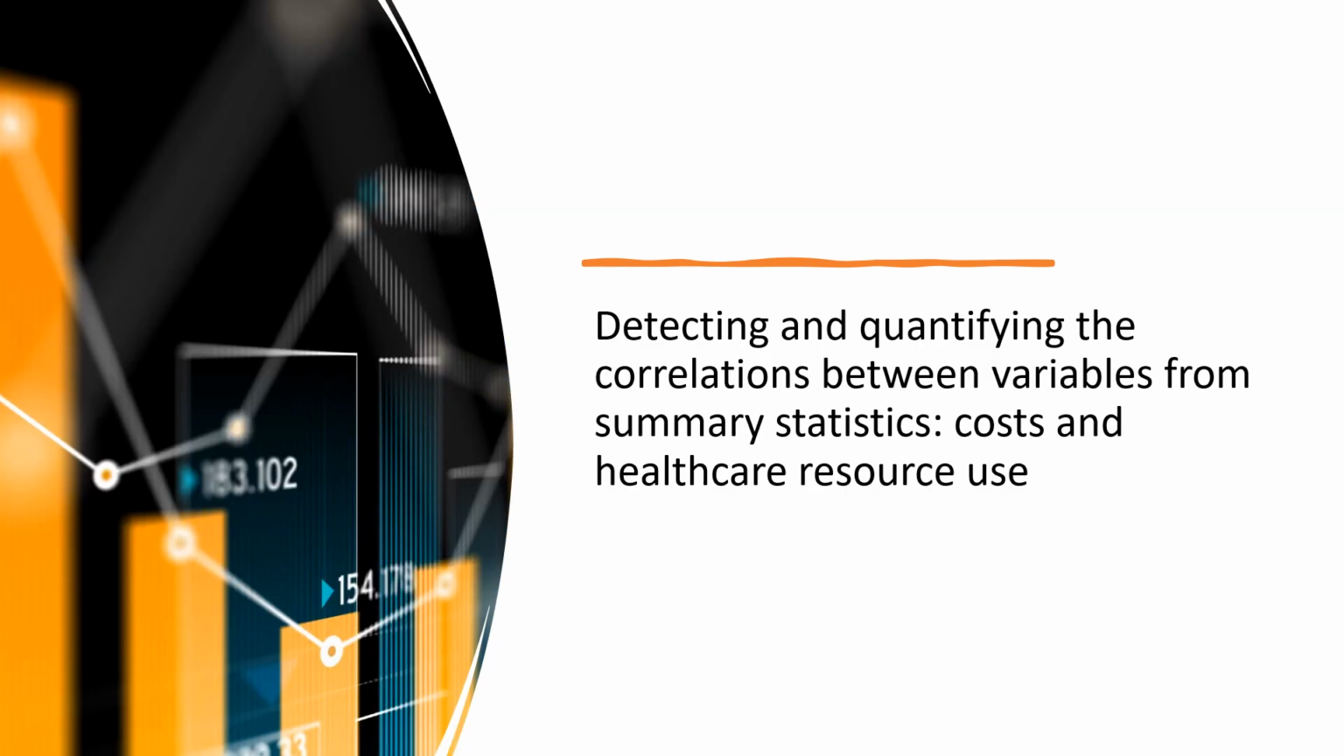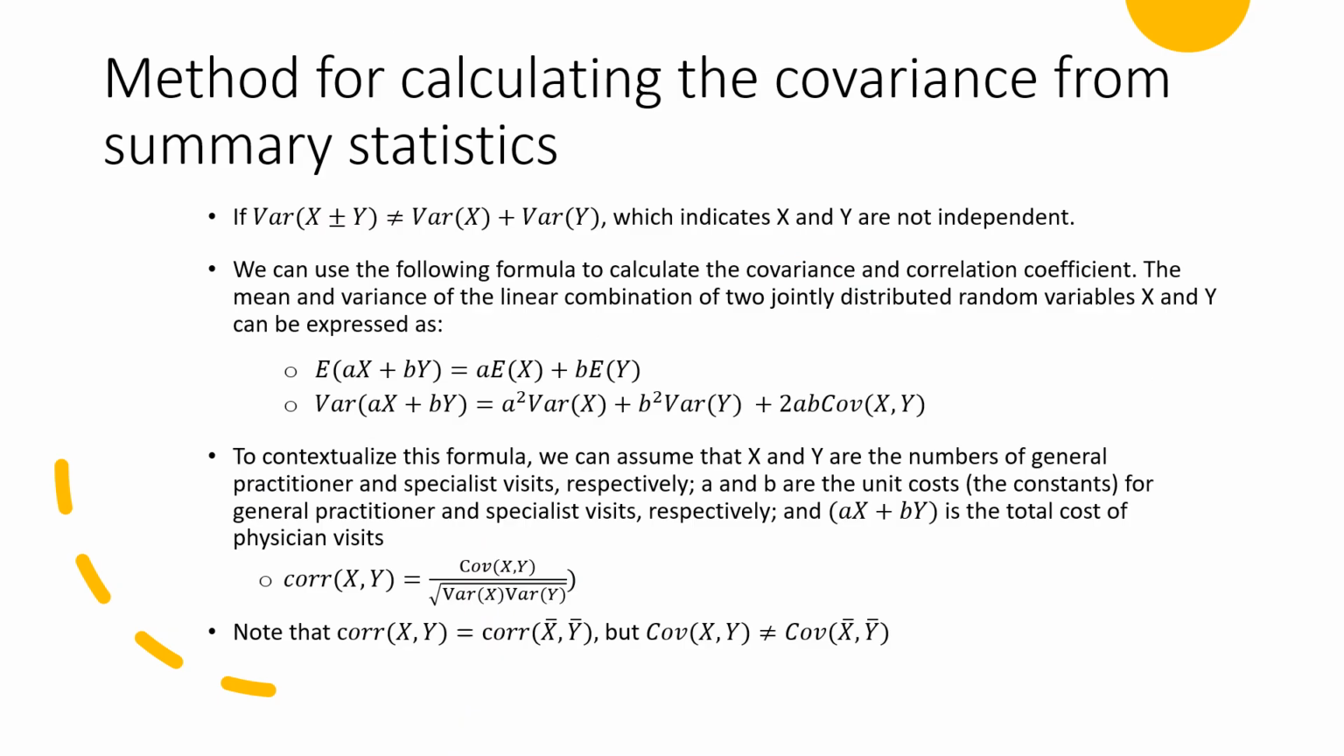Now, I will introduce the method of detecting and quantifying the correlations between variables from summary statistics. When correlation coefficients are not reported, it is possible to calculate them based on the summary statistics. The mean and variance of the linear combination of two jointly distributed random variables x and y were expressed in this slide. We can use the following formula to calculate the covariance and correlation coefficient.